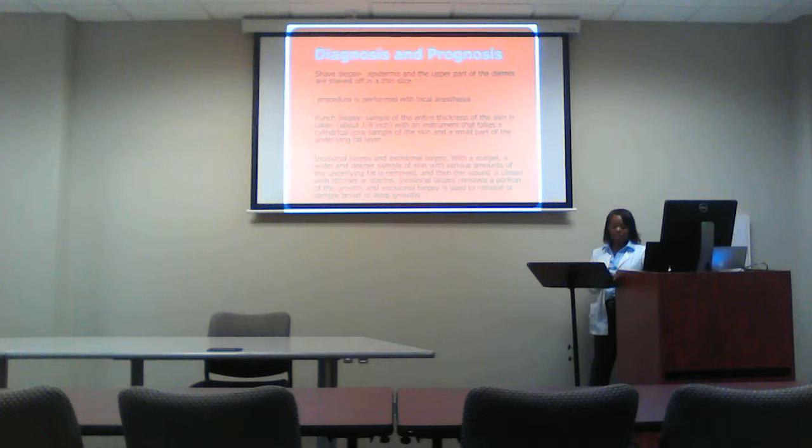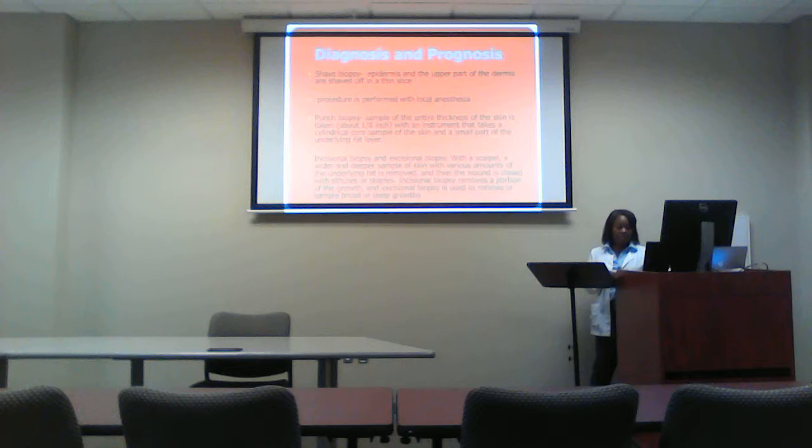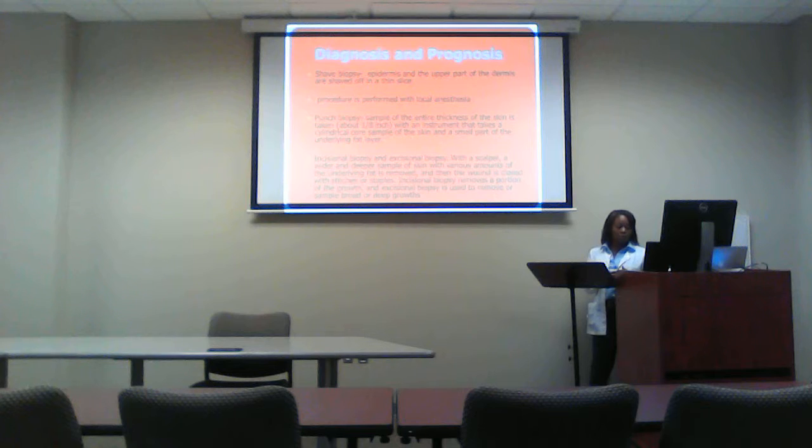A shave biopsy is performed with local anesthesia. The epidermis and the upper part of the dermis are shaved off in a thin slice. With a punch biopsy, a sample of the entire thickness of the skin is taken with an instrument that takes a cylindrical core sample of the skin and a small part of the underlying fat layer.